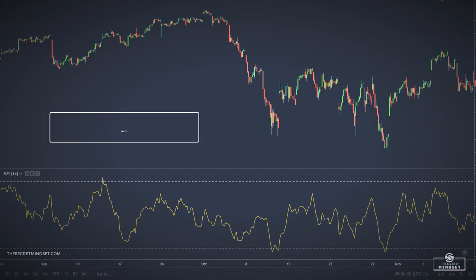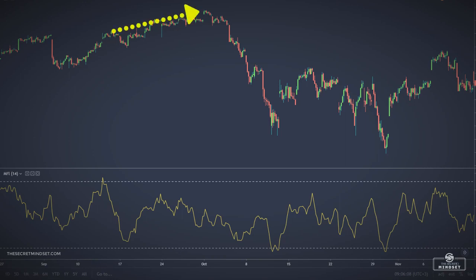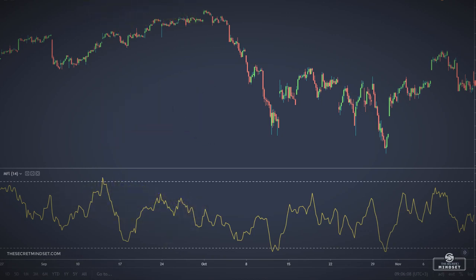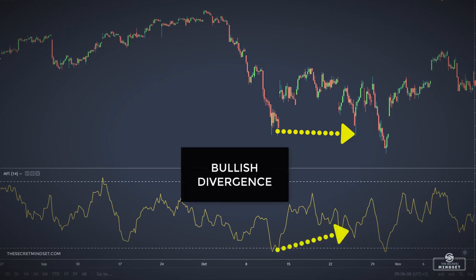If prices rise but the volume on the up days is less than the volume recorded on the down days, then money is secretly pouring out of the stock, and this is called a bearish divergence. And similarly, when prices fall but the volume on the down days is less than the volume on the up days, then money is flowing back into the stock, and that's a bullish divergence.